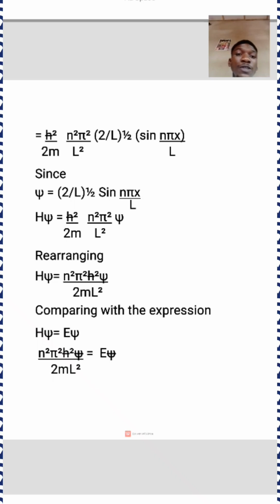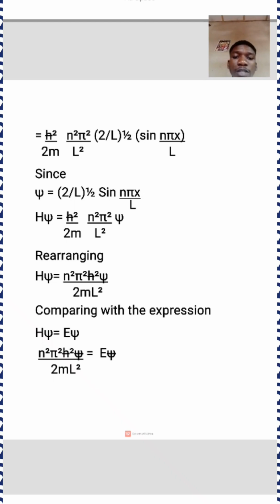Since from the question the wave function is equal to (2/L)^(1/2) sin(nπx/L), therefore the Hamiltonian operator acting on the wave function is equal to ħ²/2m times n²π²/L², all multiplied by the wave function. Rearranging this, we have the Hamiltonian operator acting on the wave function equal to n²π²ħ² times the wave function all over 2mL².